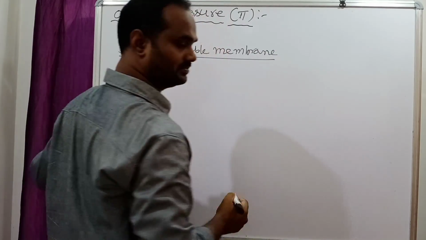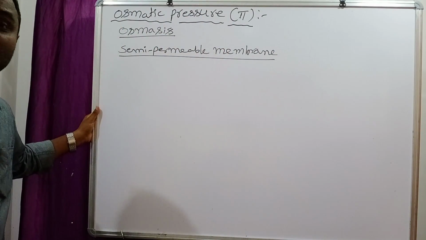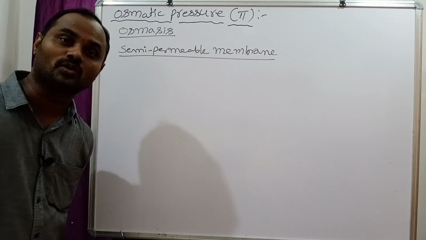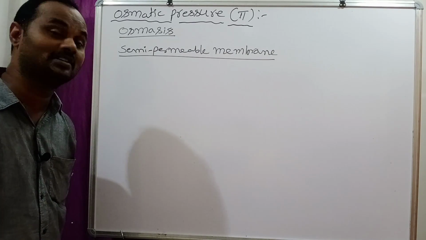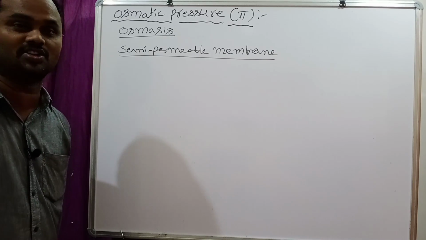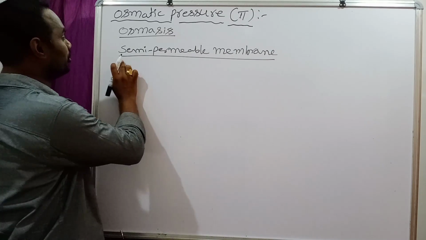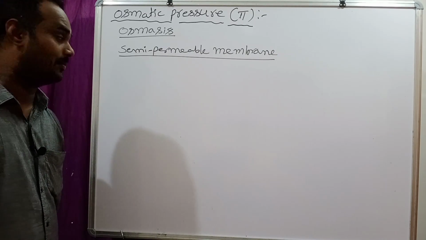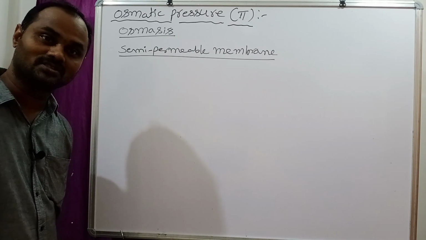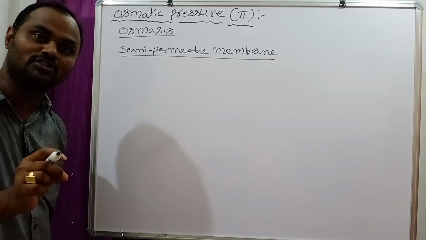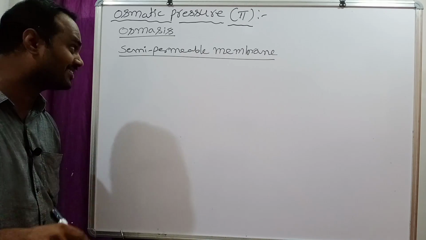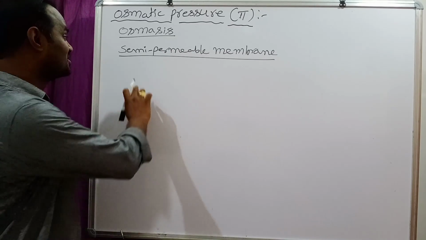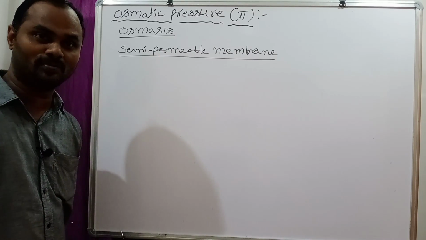Semi-permeable membrane: a membrane which allows solvent molecules to pass through it but does not allow solute molecules. Such a layer we call a semi-permeable membrane. A membrane which allows only solvent molecules to pass through it but not solute molecules is known as a semi-permeable membrane.